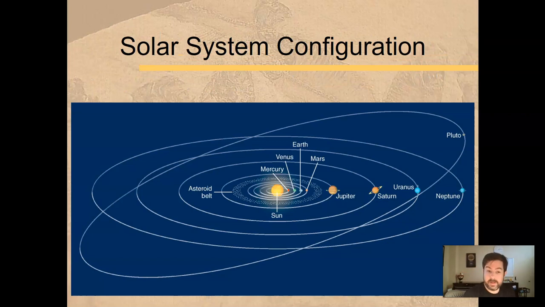This is the configuration of the solar system. Be careful here. This is misleading because this is not size-wise correct, and definitely not distance-wise correct. It just gives you an idea of where these planets are.